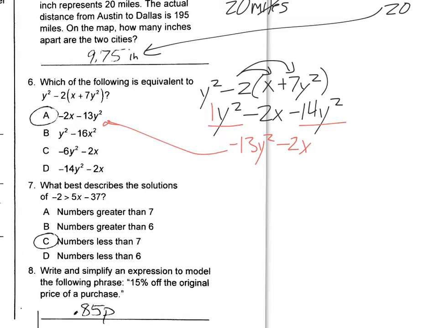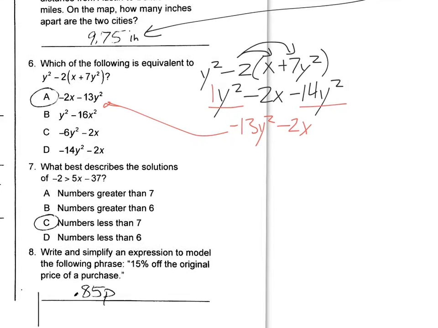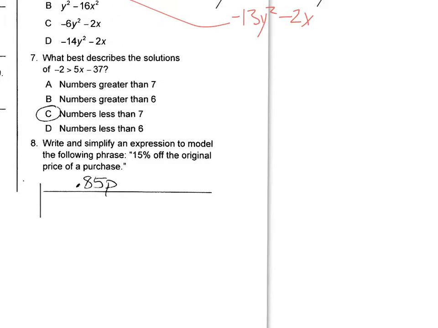Okay, keep going. Number 7. What best describes the solution? So we're going to work that out. So we have negative 2 is greater than 5x minus 37. Add 37.